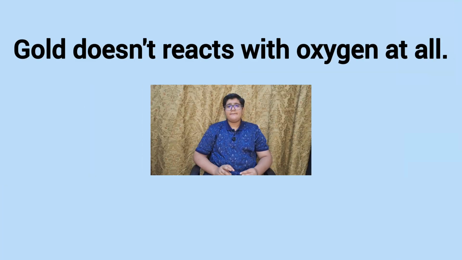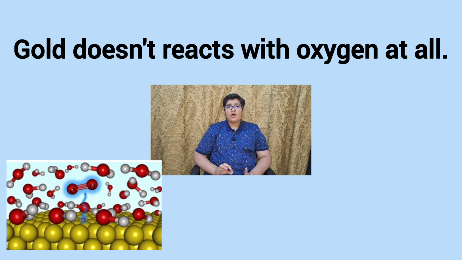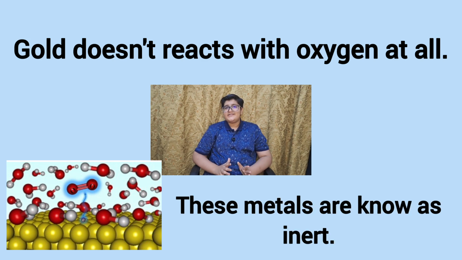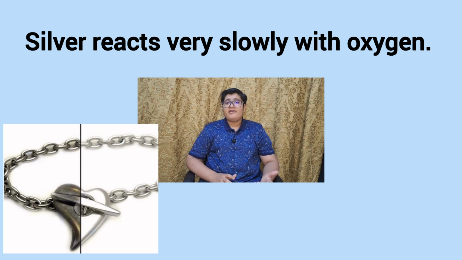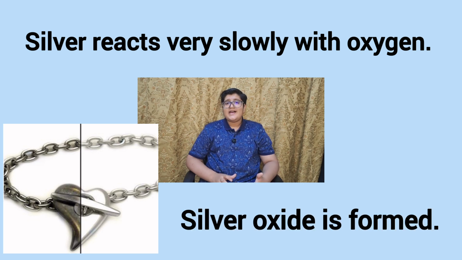Some metals, for example gold, do not react at all with oxygen. As you know, when you have a thing made of pure gold, you keep it in oxygen always, but it never reacts. This is because gold is an unreactive metal, and these kinds of metals are known as inert. Silver reacts very slowly with oxygen. If silver is kept in oxygen and is not cleaned over time, then the silver will become black because an oxide coat covers the silver. This is the reaction of silver with oxygen.